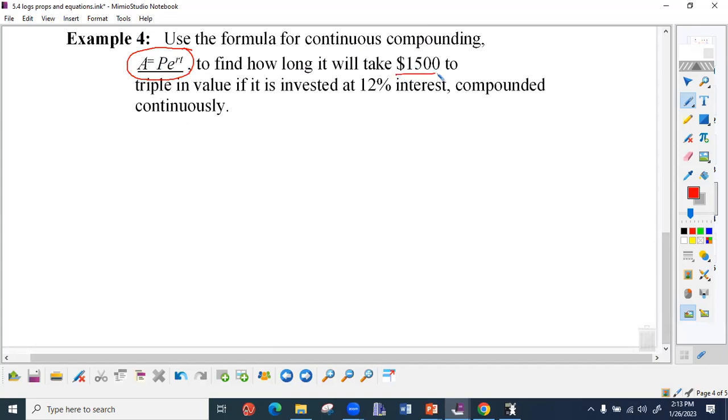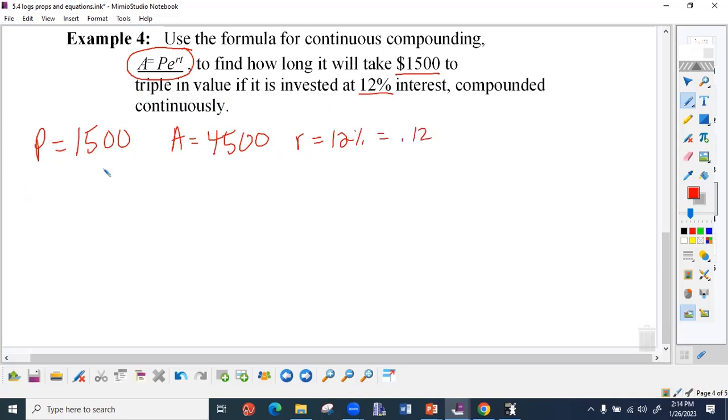Okay. The 1,500, that's called our principal. That's our initial amount. Remember, the P is usually what's in front, and your P is usually your initial value. So we're at 1,500. Okay. We want it to triple in value. So we want our amount over time to become our A. So over time, we want our A to equal 4,500. Okay. Next, it tells us our rate, our percentage. So our R equals 12%, which equals 0.12.